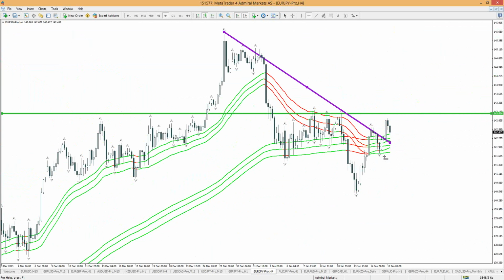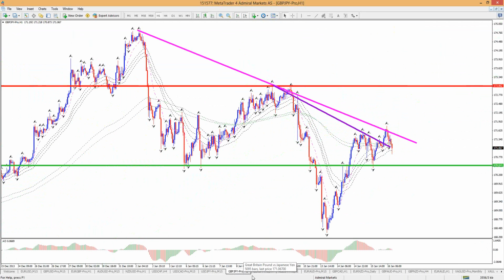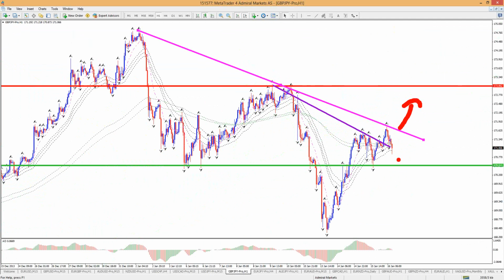If that doesn't happen, then I would probably need to see a move below 141.80. Other than that, I don't trust this downside. It looks more bullish to me. If we do break below 141.80, then things look different. Pound yen, let's take a look. Probably about the same, in fact. Either a bullish breakout here or a bullish breakout below here.